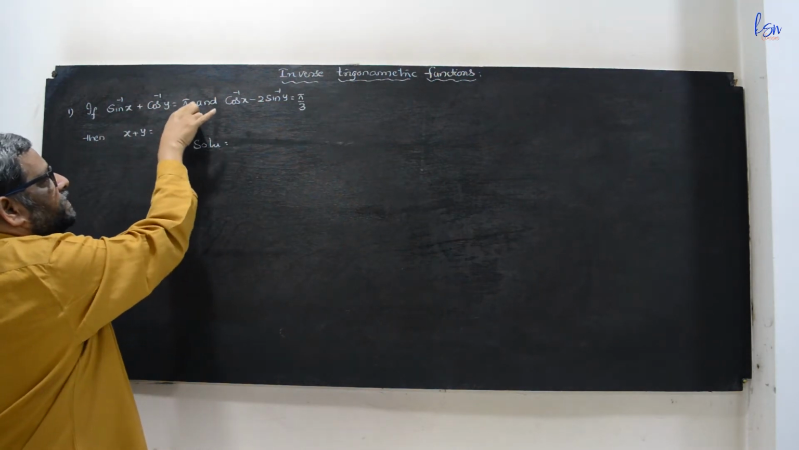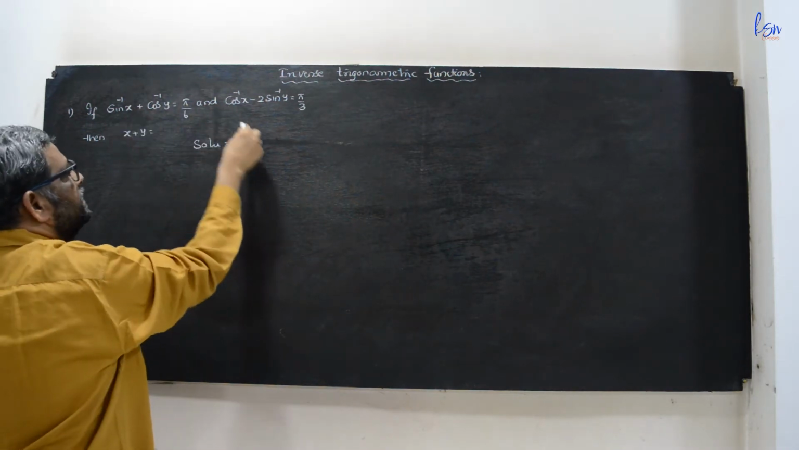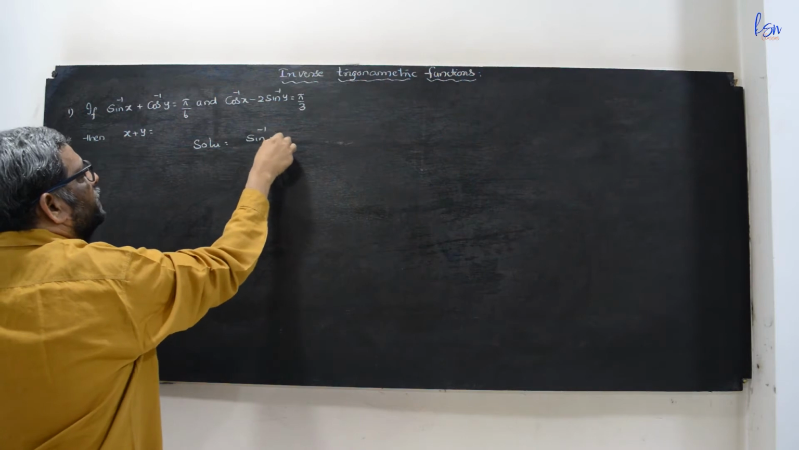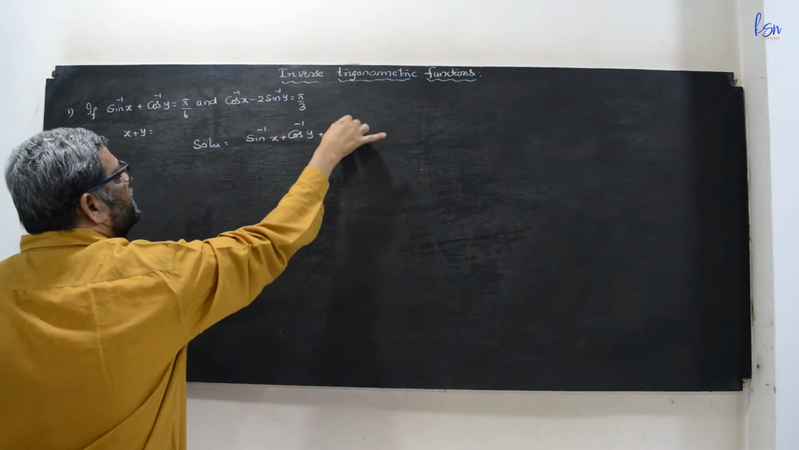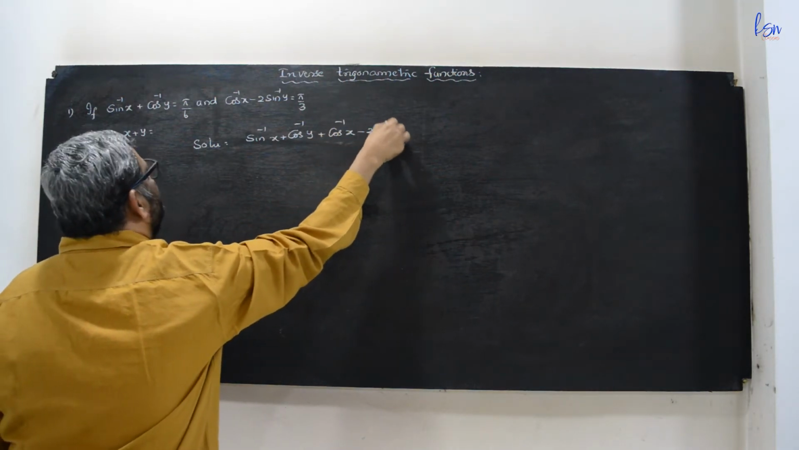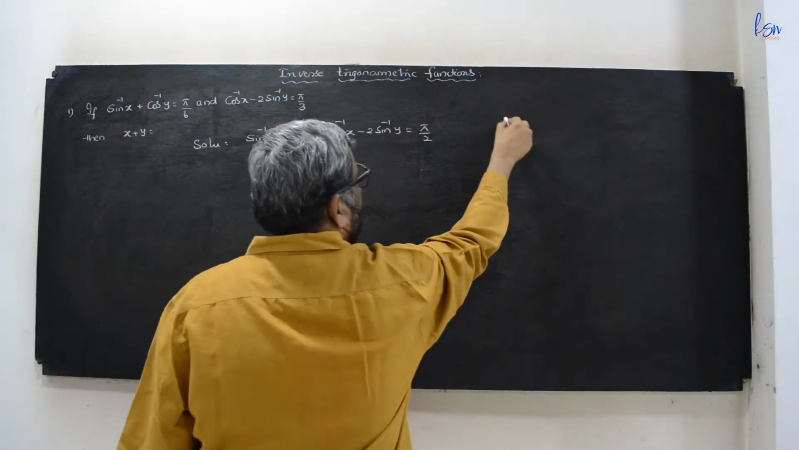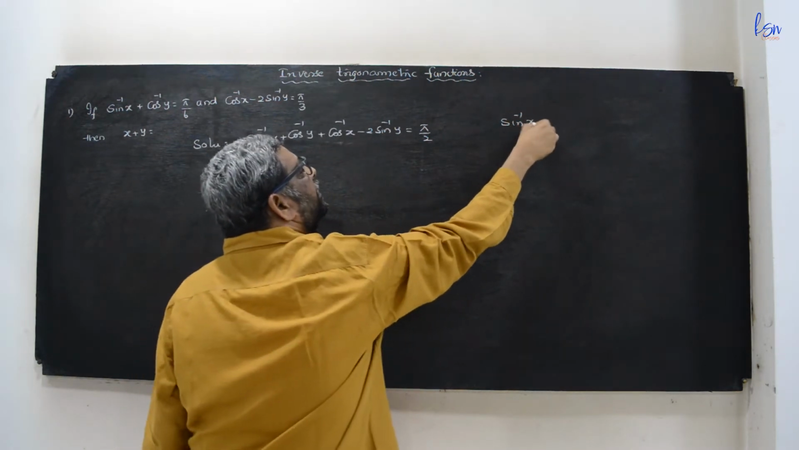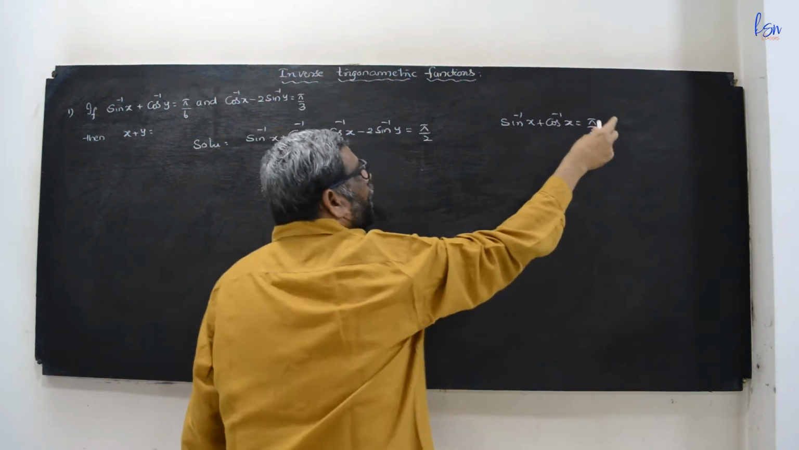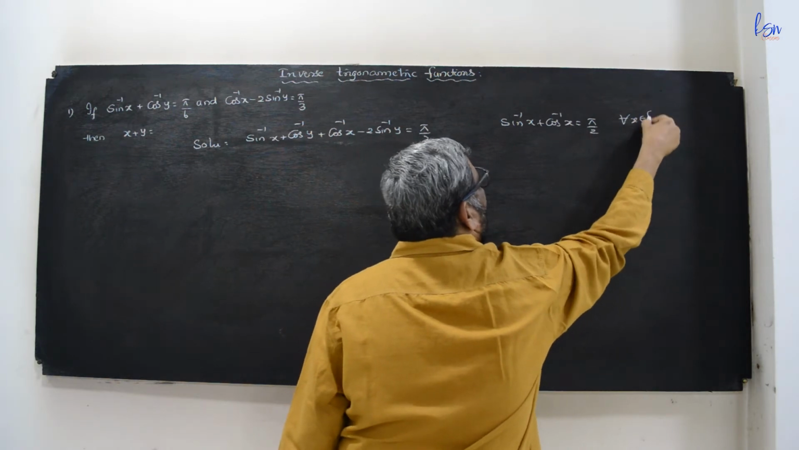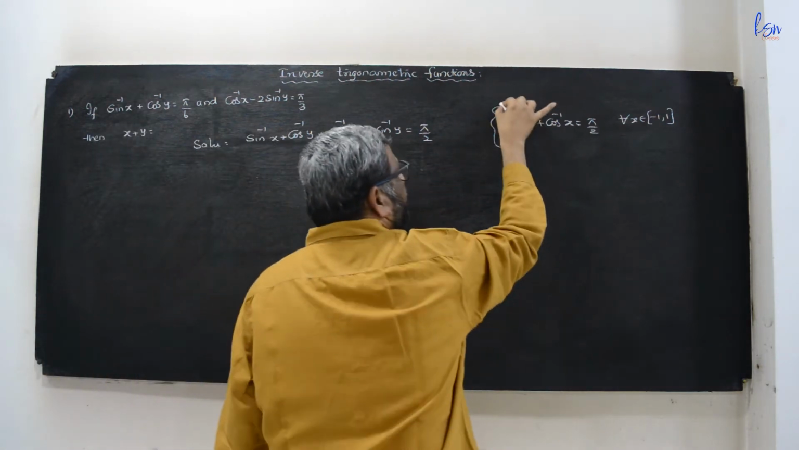Sin inverse x plus cos inverse y equal to pi by 6, cos inverse x minus 2 sin inverse y equal to pi by 3. Adding these two equations, sin inverse x plus cos inverse y plus cos inverse x minus 2 sin inverse y is equal to pi by 2. Here, sin inverse x plus cos inverse x is equal to pi by 2 for all x belongs to minus 1 comma 1. So this is a formula which we can make use of.